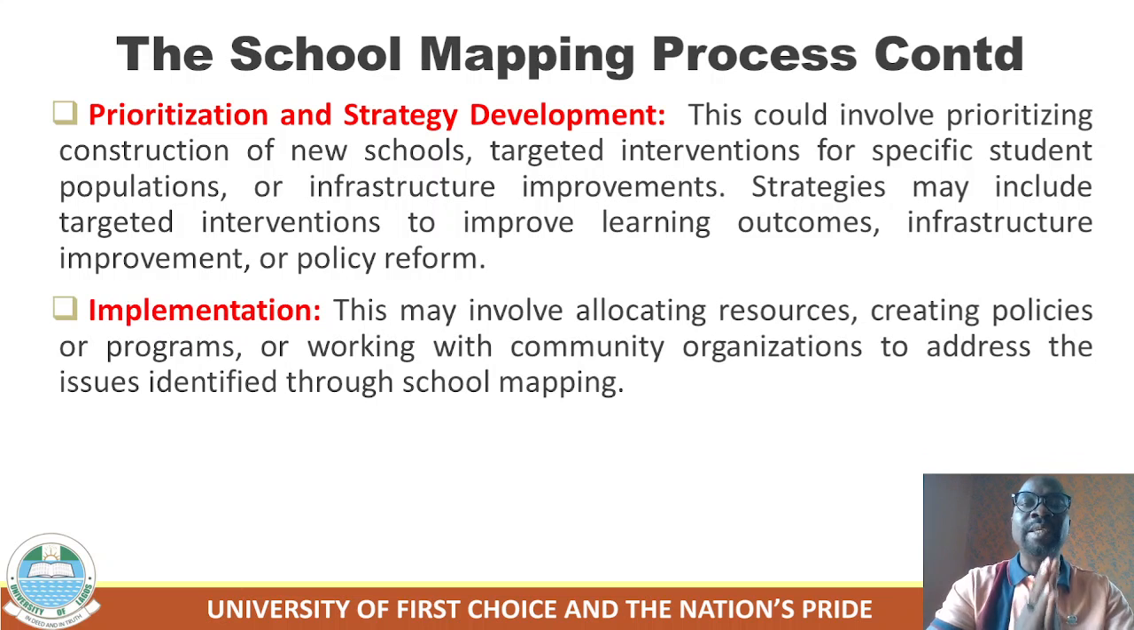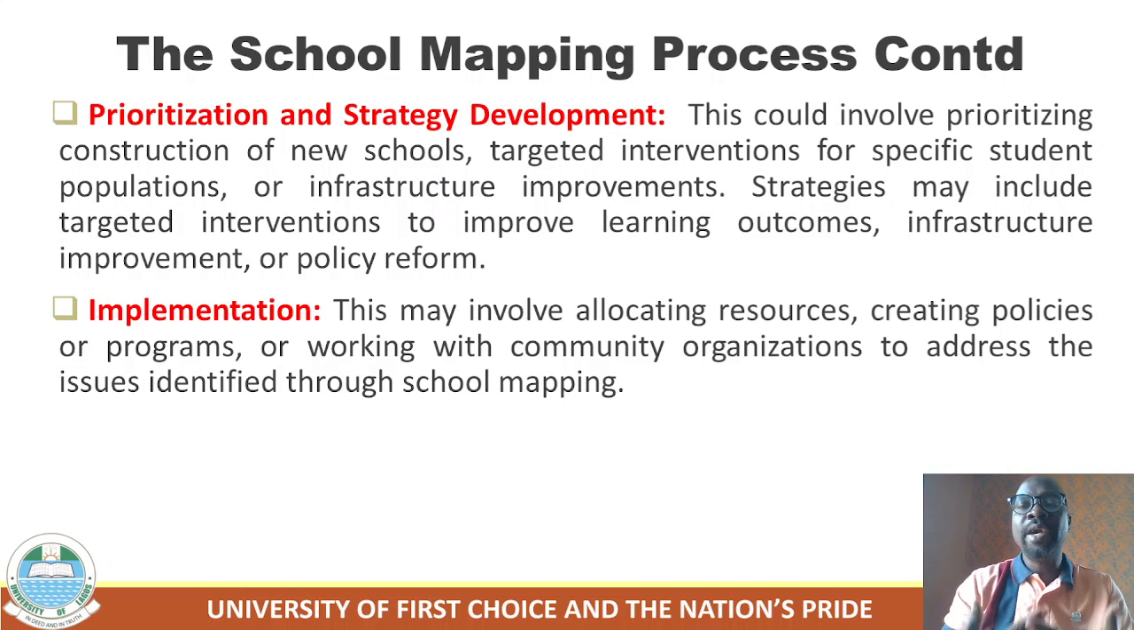The next one is implementation. This is the stage where we now execute the school mapping exercise. At the implementation stage, we may be talking about allocating resources. We may be talking about redistributing resources. We may be talking about creating policies, formulating new policies, creating programs, or working with community organizations to address issues identified through school mapping.